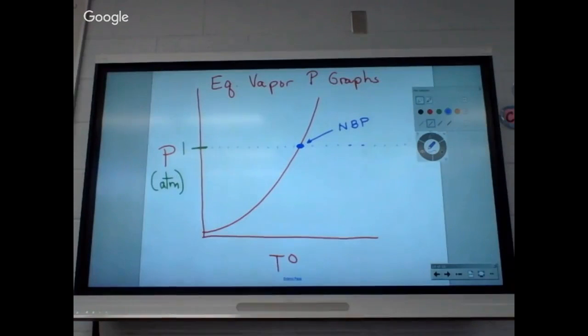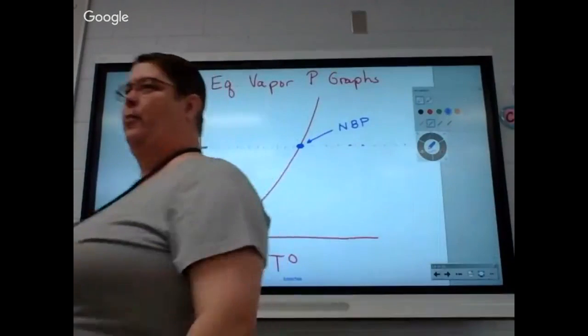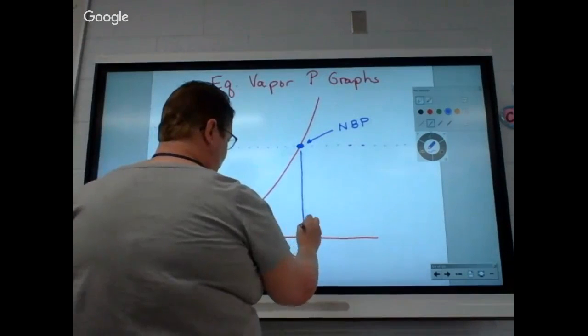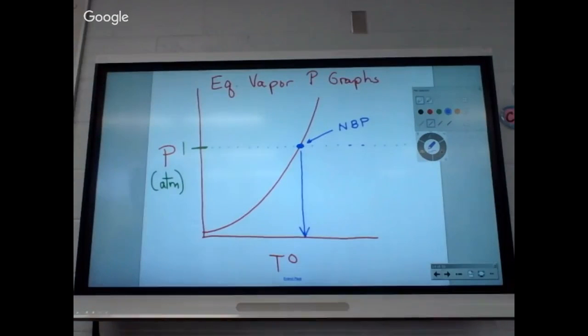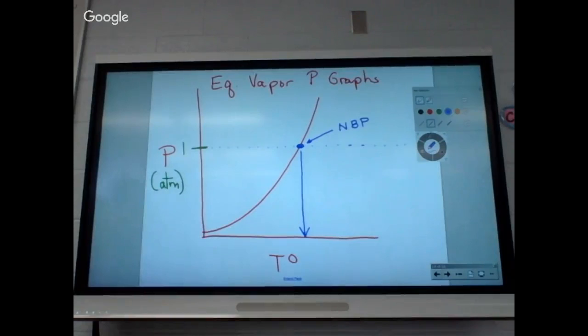It's not hard to find, only because it's just not something that's obviously written on the graph. You have to remember to draw in the line at standard pressure. If you forget that, which some people do on the test, some people don't study. Now, to find the temperature, how would you find the normal boiling point? All you have to do is go down, and that would be your normal boiling point. Everybody go with that?